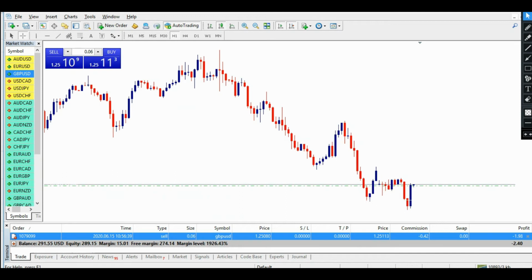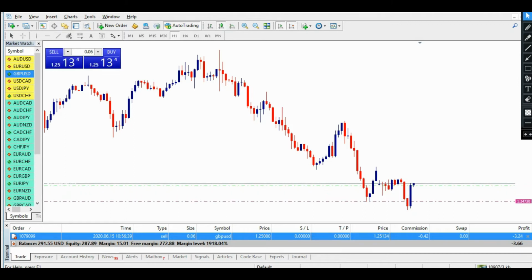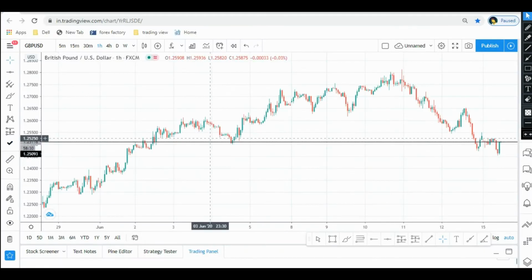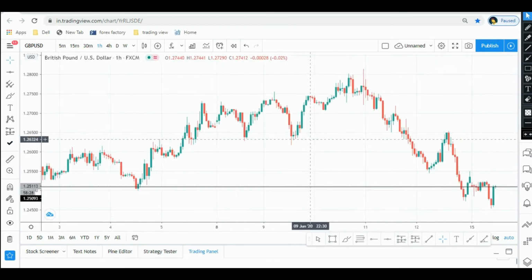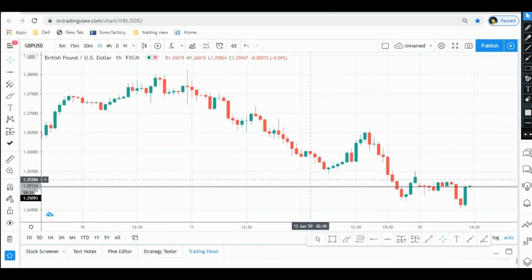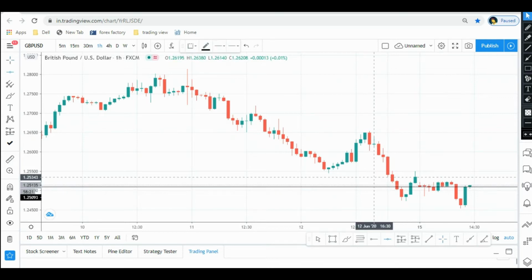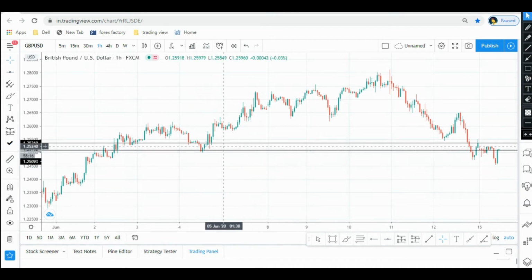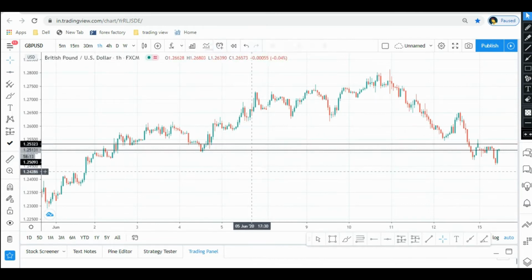Let me show you. At least this area, which is 40 pips, and my stop loss would be very simple, which will be this area, this particular area.